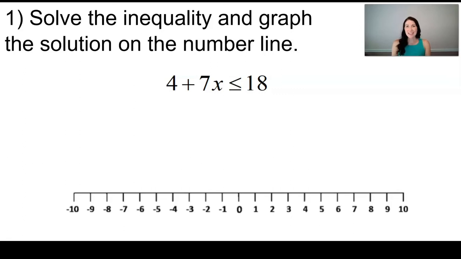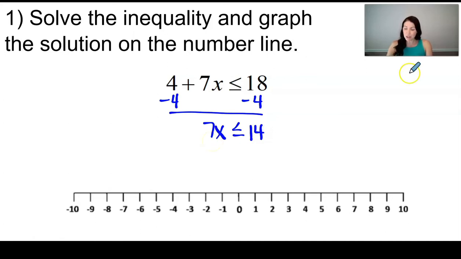Example number 1 says, solve the inequality and graph the solution on the number line. To solve this, the first thing we want to do is subtract 4 on both sides. Then we have 7x is less than or equal to 14. Just a reminder, when I say in this video that we're going to be solving and graphing inequalities, that means your symbols are going to look like this: less than or equal to, greater than or equal to.